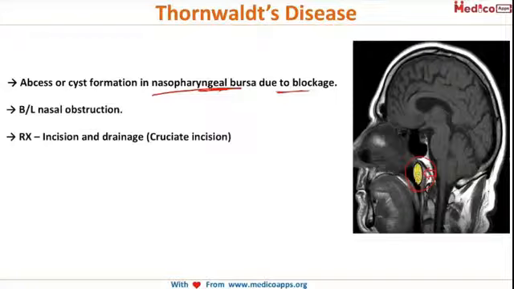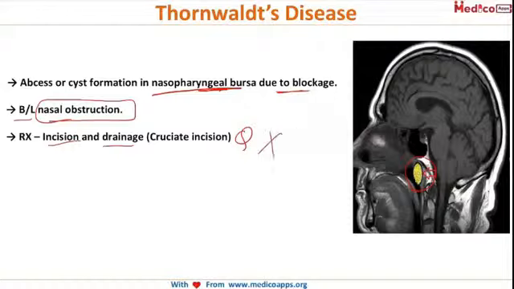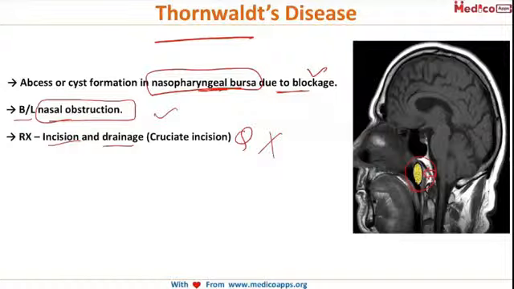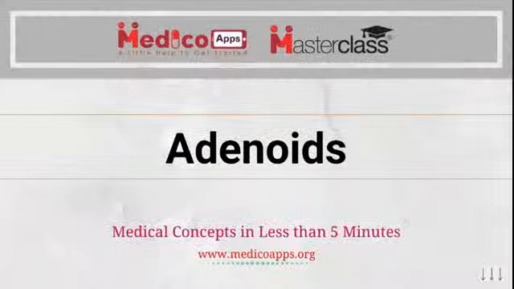Whenever I say blockage, obviously the patient is going to present with bilateral nasal obstruction. So the presenting complaint is bilateral nasal obstruction, and the treatment will obviously be incision and drainage. And the incision, please make a note, it's a very important question, will be a cruciate incision. Okay. So Thornwaldt's disease is an abscess in the nasopharyngeal bursa due to blockage. The patient presents with bilateral nasal obstruction, and the treatment will be incision and drainage.